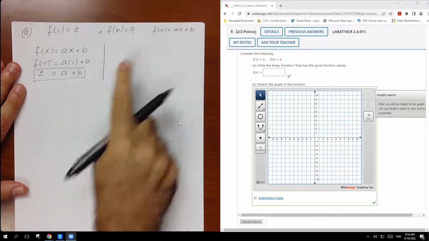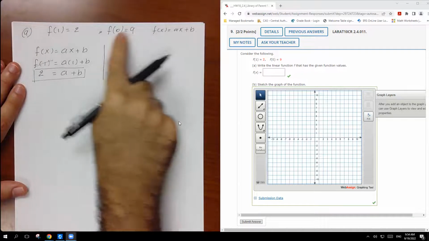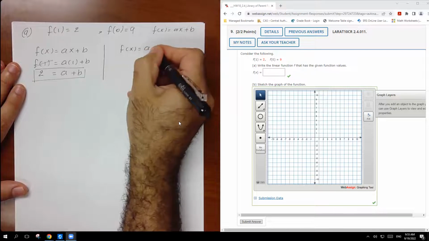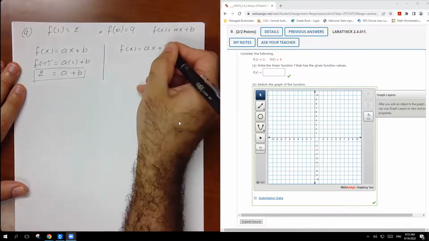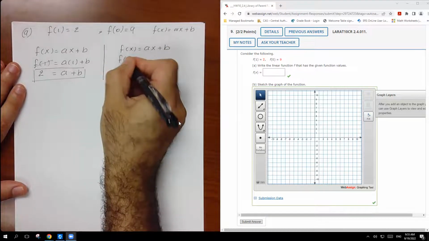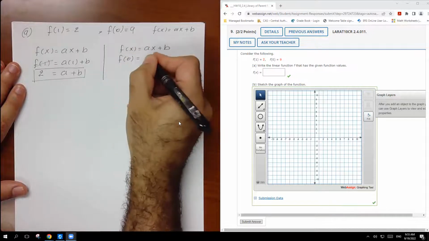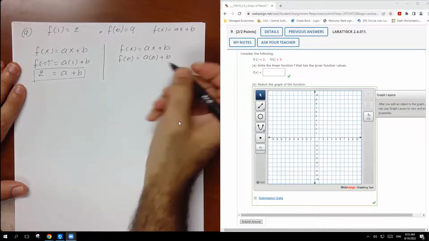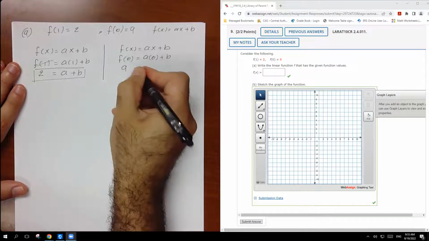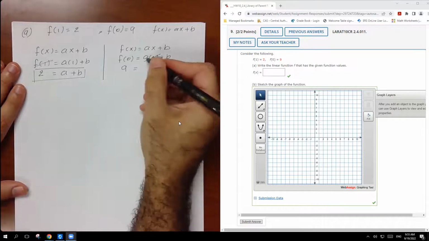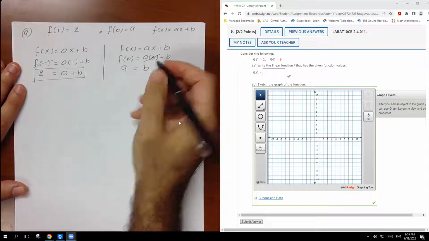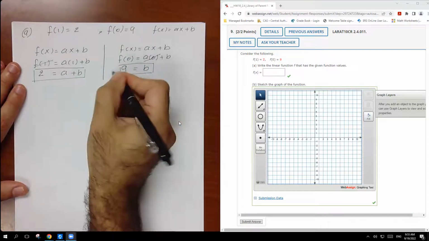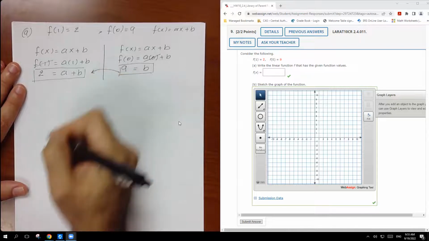Now I'm going to use the second part here. So I'm going to say f of x equal ax plus b. Now f of x, here is f of 0 equal. That means x equals 0. So a times 0 plus b. F of 0 equal 9 equal, cancel here because a times 0 is going to be 0, equal b. So this is the second part. 9 equal b.